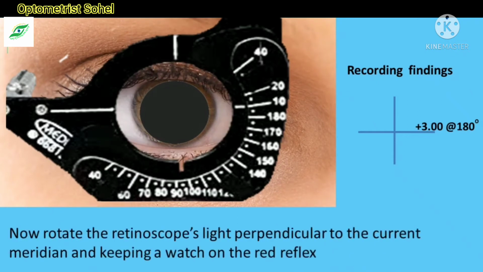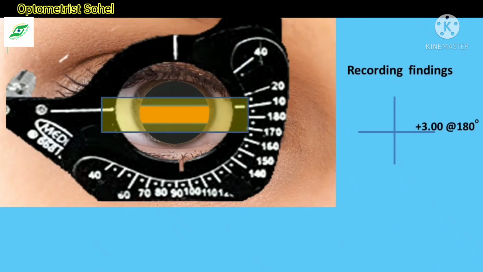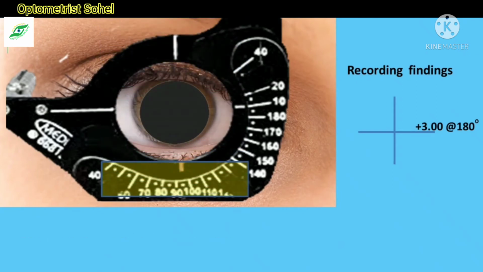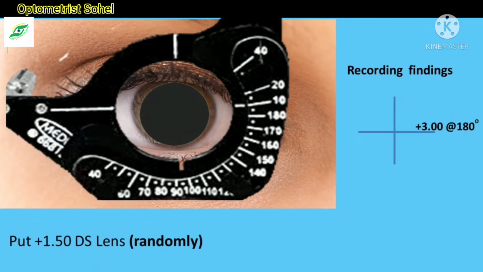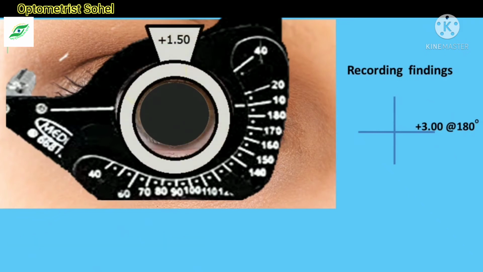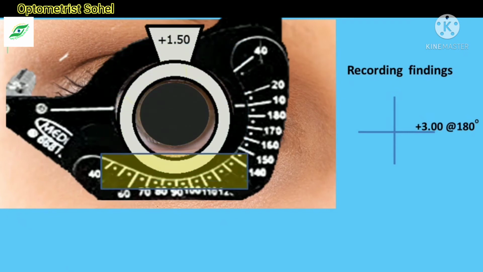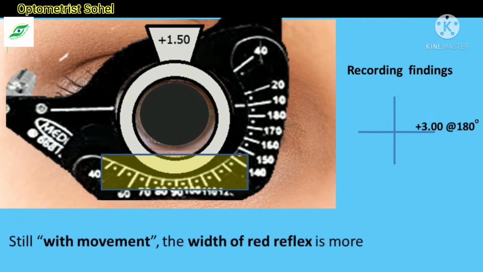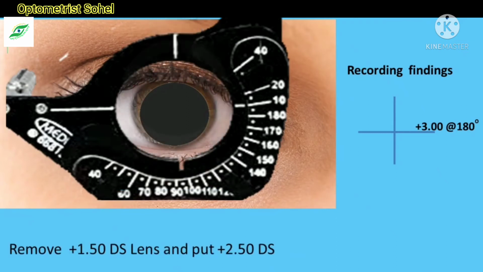Now rotate the retinoscope's light perpendicular to the current meridian, keeping a watch on the red reflex. Here I am getting with movement. Now this with movement is neutralized with plus lens. Put plus 1.5 lens randomly. Still with movement, the width of the red reflex is more. Remove plus 1.5 lens and put plus 2.5 lens.